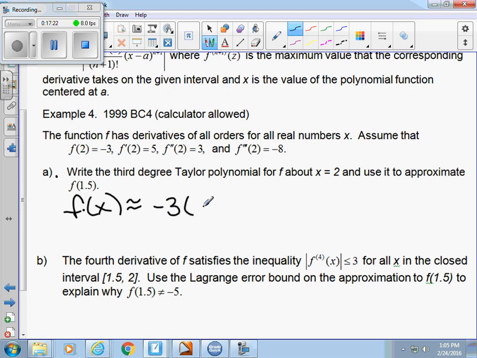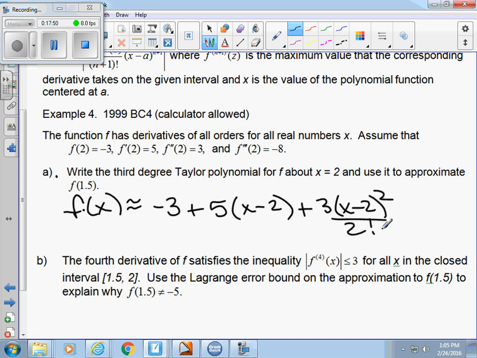Are we getting good at the Taylor polynomial, just writing it out? Yeah. -3 plus 5 times what? Plus 3 over, and minus or plus negative. It makes no difference how you do that.